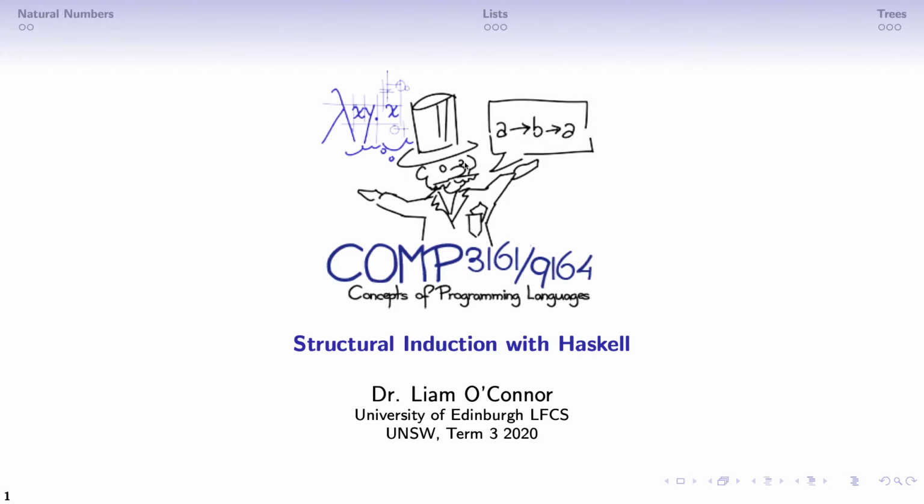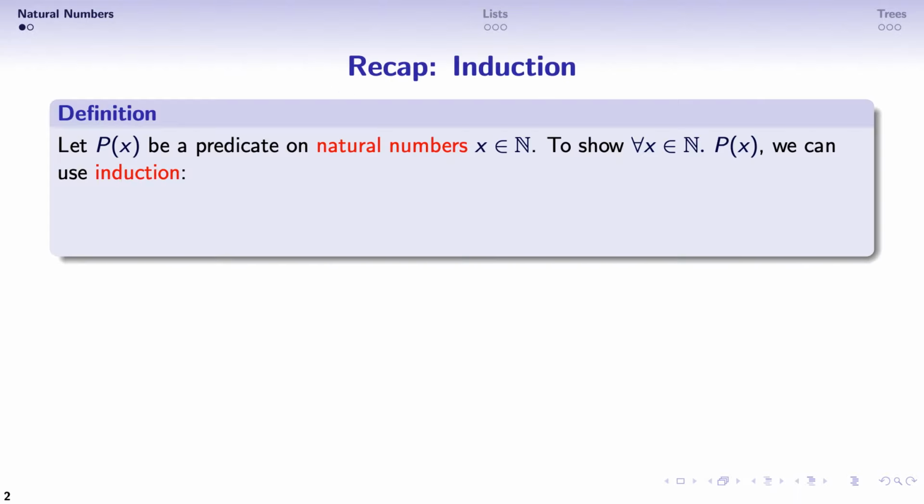So firstly, let's recap what we know, or what we probably know, about induction from other courses. So if we wanted to prove a property P, which is a predicate, that is, it takes in a natural number and returns true or false. So if we have such a predicate, and we want to show that it holds for all possible natural numbers x, then we can use induction to show that. And the reason we can use induction is because natural numbers are an inductive set. That means they're defined in an inductive way.